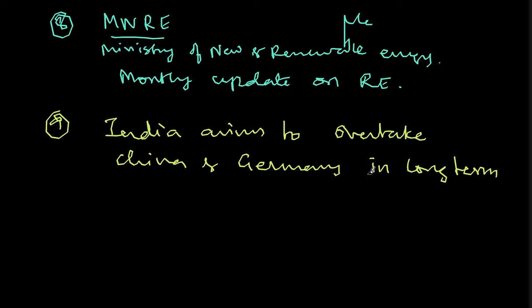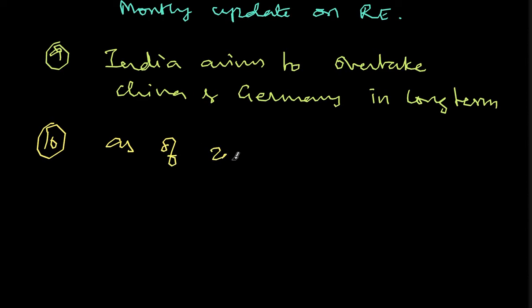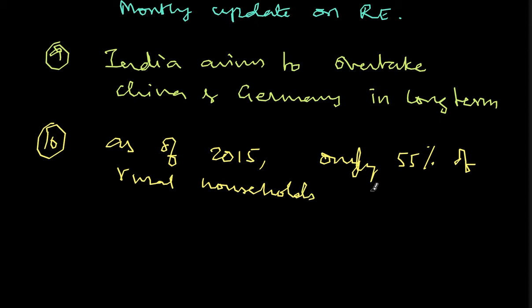So this is on one hand. On the other hand, as of 2015, only 55% of rural households are electrified. So when I say India is going for rooftop solar PV and all these things, wanting to compete with many countries, it is not because of any competitive thing, where you want to compare with other countries. It's actually a necessity.